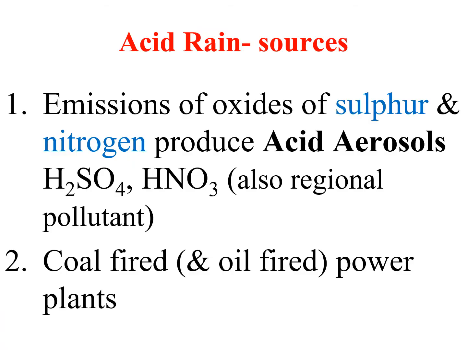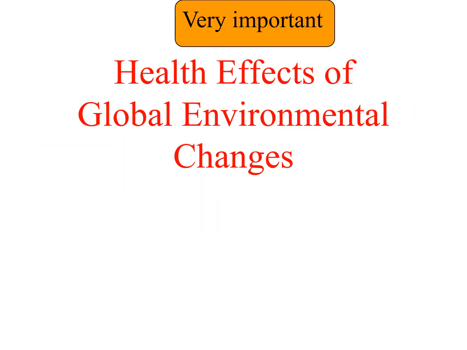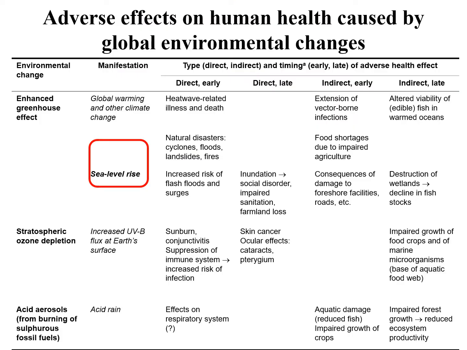Acid rain sources. Emissions of oxides of sulfur and nitrogen produce acid aerosols, H2SO4 and HNO3, also a regional pollutant. Coal-fired and oil-fired power plants. Very important: health effects of global environmental changes. Adverse effects on human health caused by global environmental change: enhanced greenhouse effect, stratospheric ozone depletion, acid aerosols.